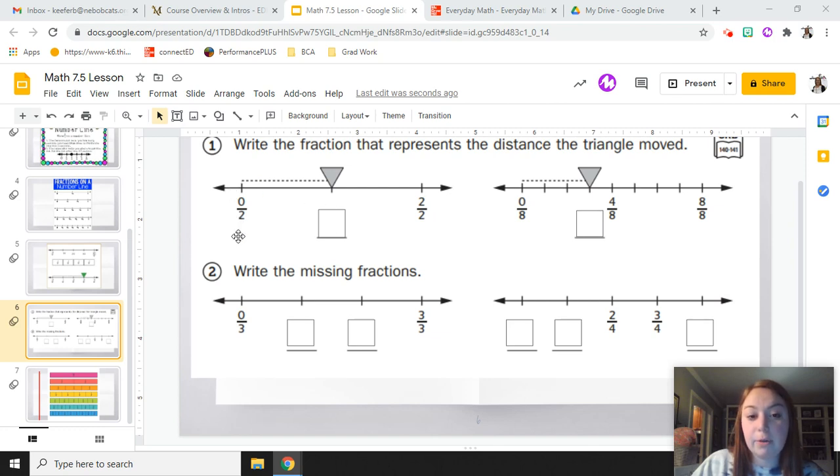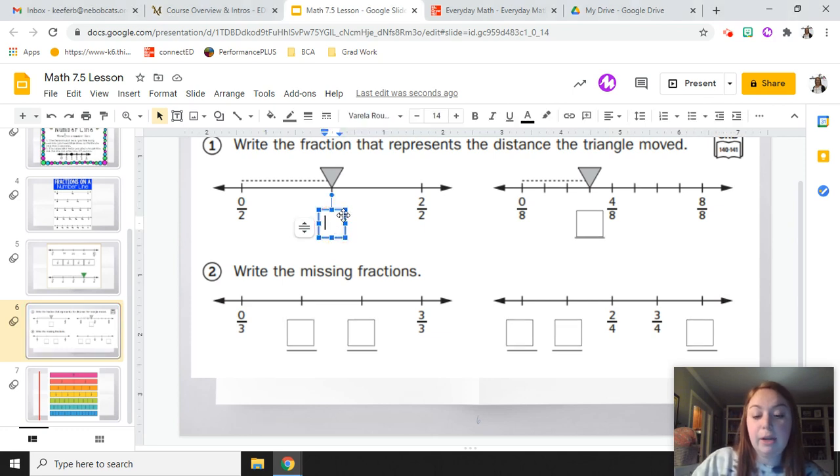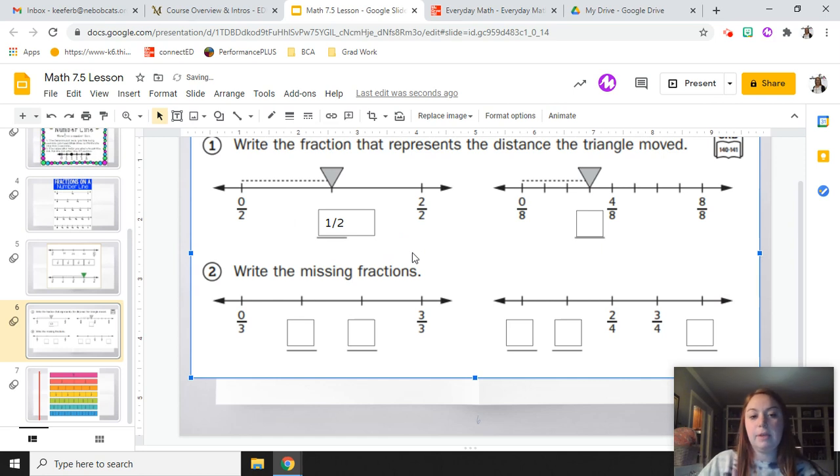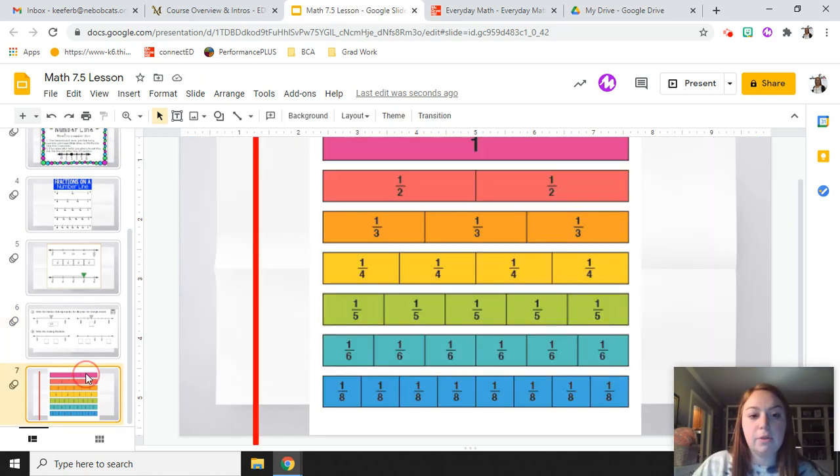If this is 0 over 2 and 2 over 2, your denominator would stay the same. So it would be over 2. Your denominator is 2, but then what would your numerator be? What would the number on the top be? If I have 0 and I have 2, it would be 1. This would be 1/2 because it's broken down. Think of the fraction strips. So if you go down here, here are your halves. This over here would be 0/2. This would be 2/2.